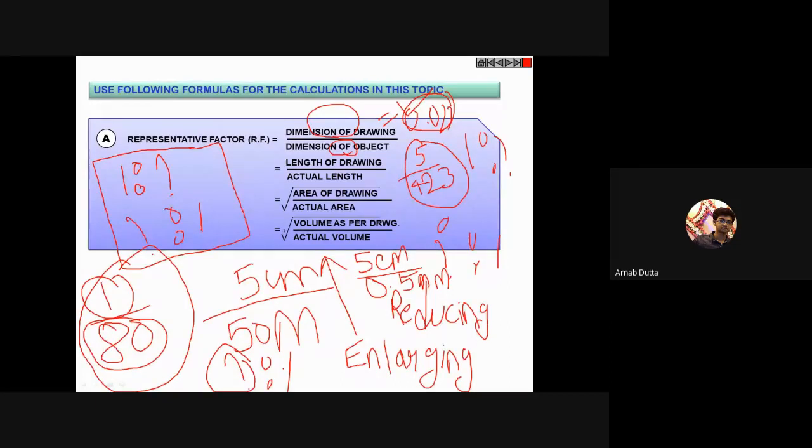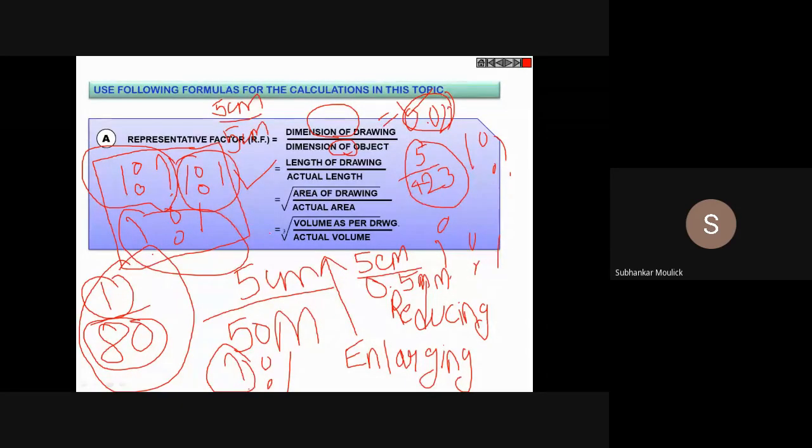Yes, sir. There may be a case that the dimension of drawing is exactly equal to the dimension of object. Say the dimension of drawing is 5 centimeter, and the dimension of object is also 5 centimeter, 5 by 5, 1. That means RF is 1 is to 1. Either you can tell 1 is to something, or something is to 1, or 1 is to 1. When RF is 1 is to 1, that type of scale is known as full size scale.